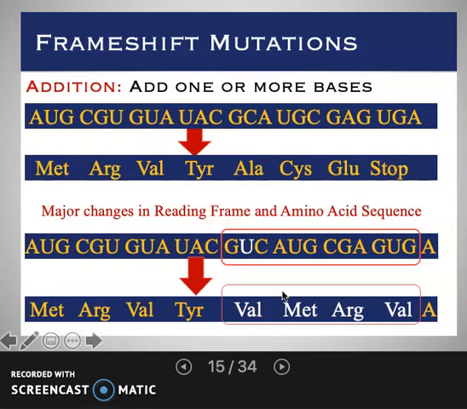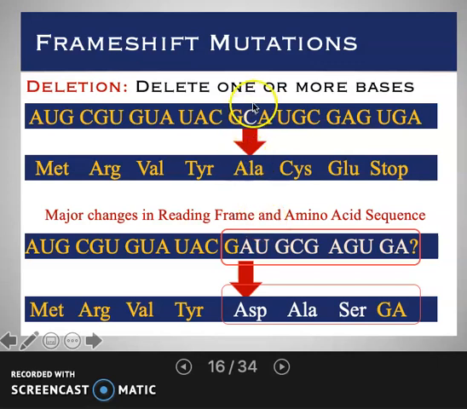Here's an example with amino acids and nucleotides. So met, arg, val, tyrosine. UAC codes for tyrosine. If I added a U here, making GUC, everything downstream is going to be wrong. Frame shift, the reading frame is shifted. Similarly, if I have a deletion mutant, that is, if I get rid of this C here, everything will be shifted this way, and everything downstream of this transcript will be wrong.